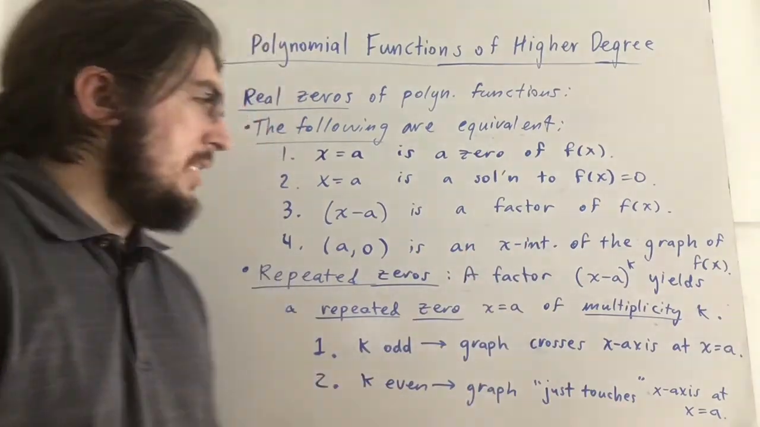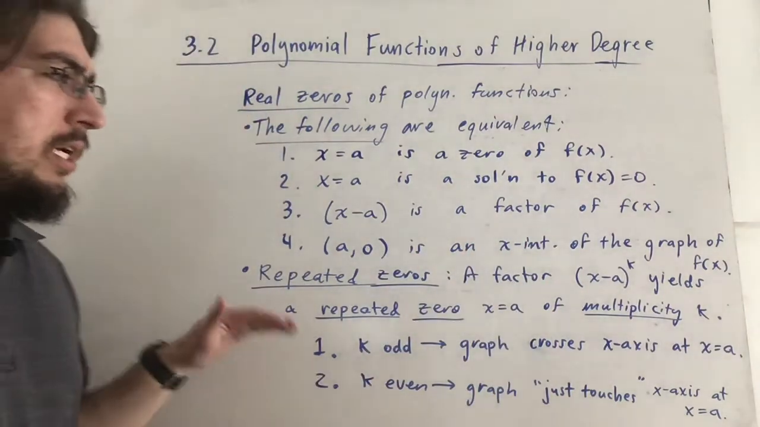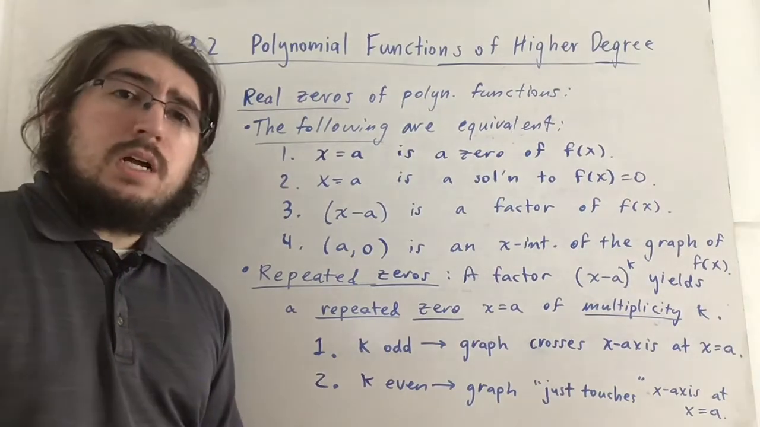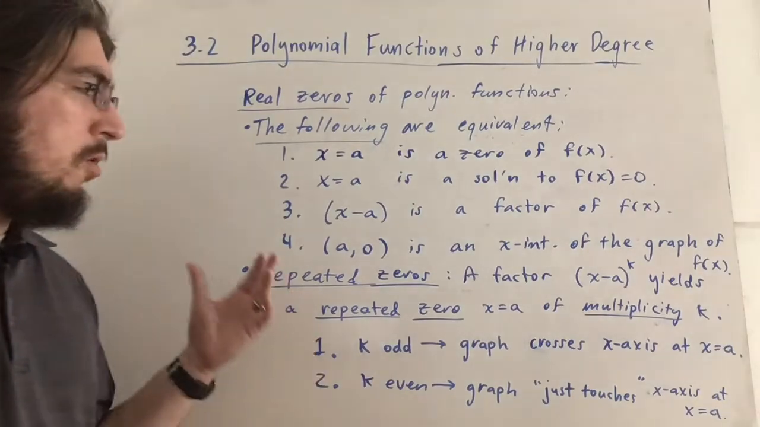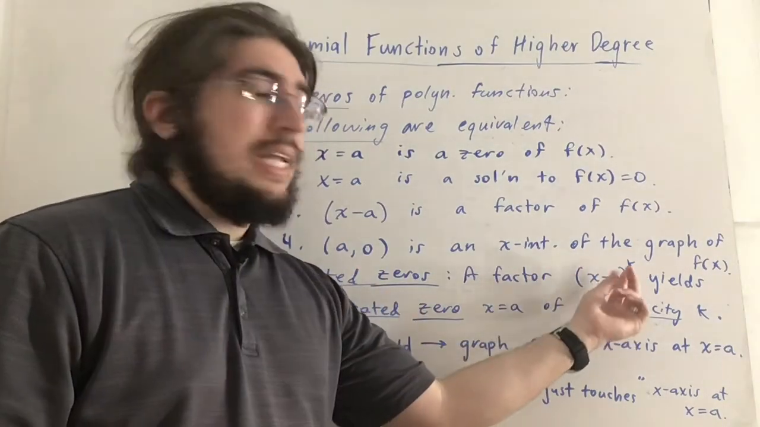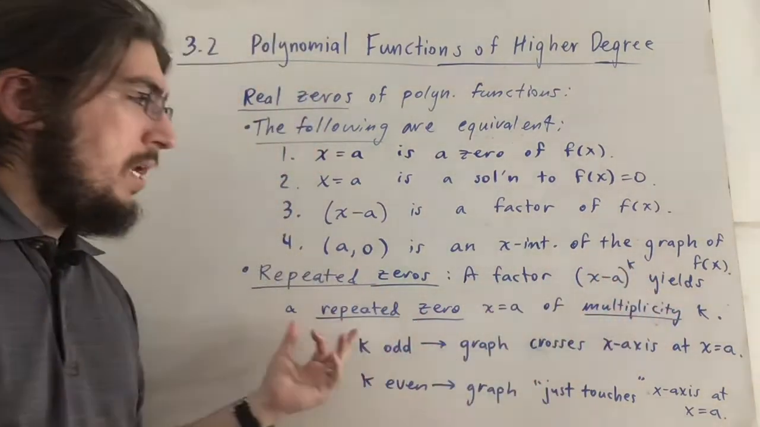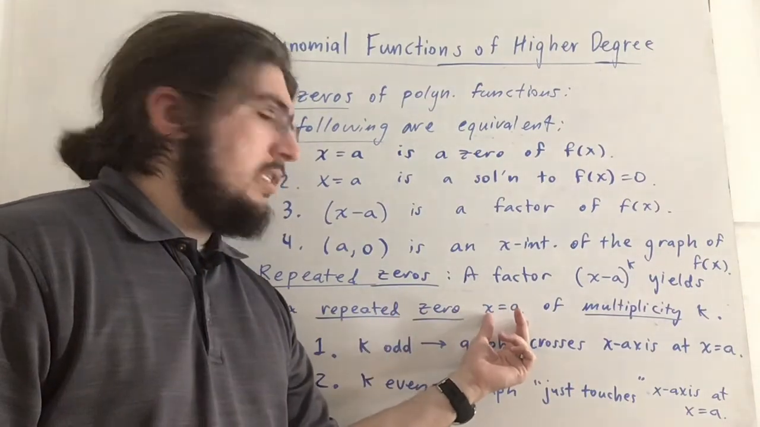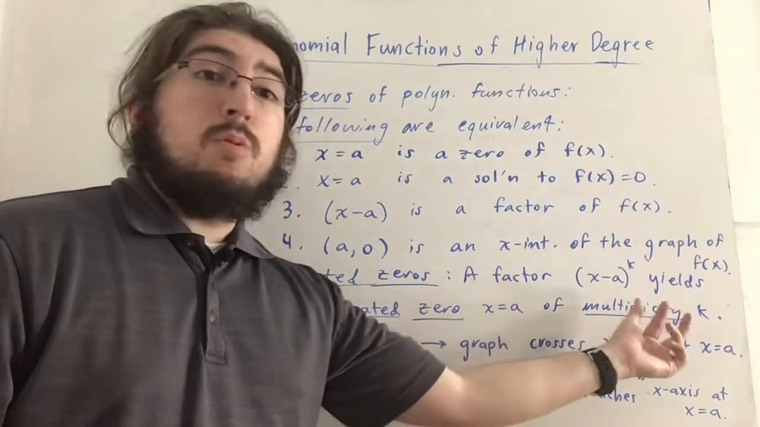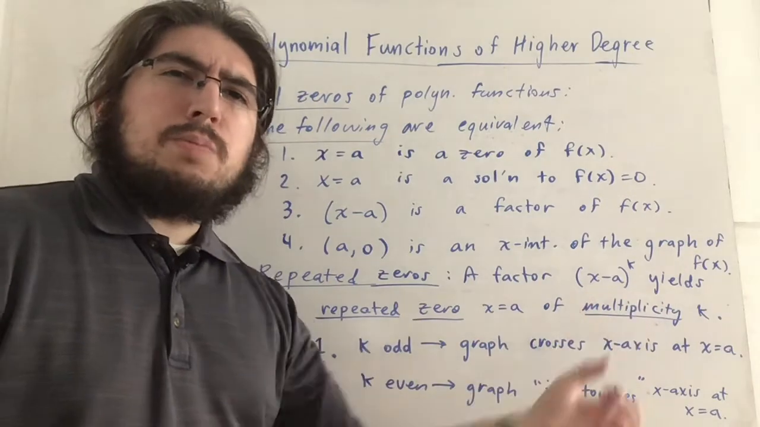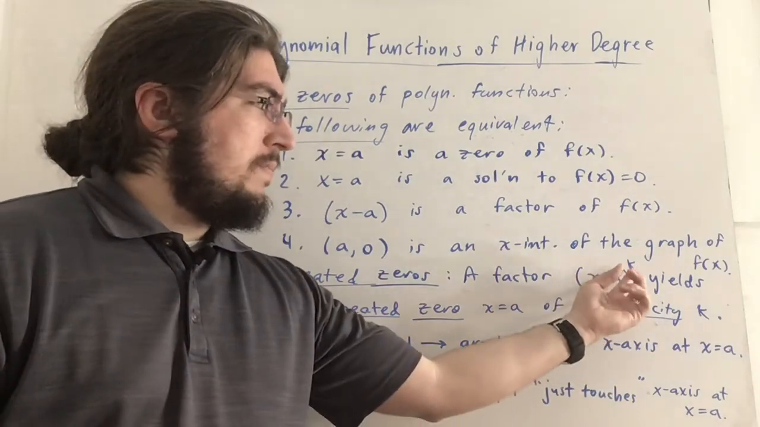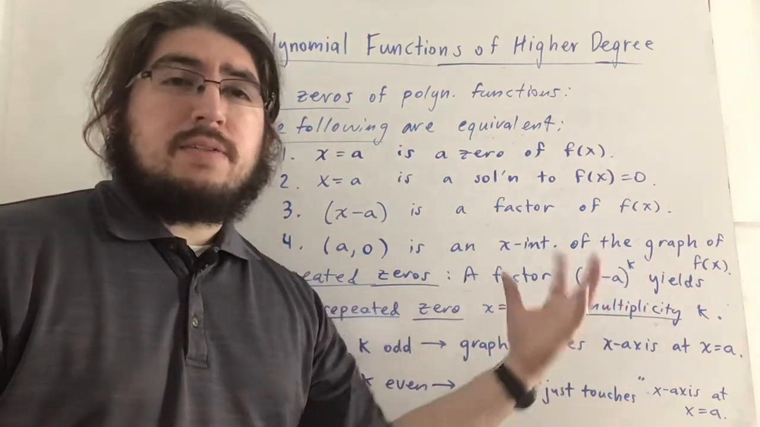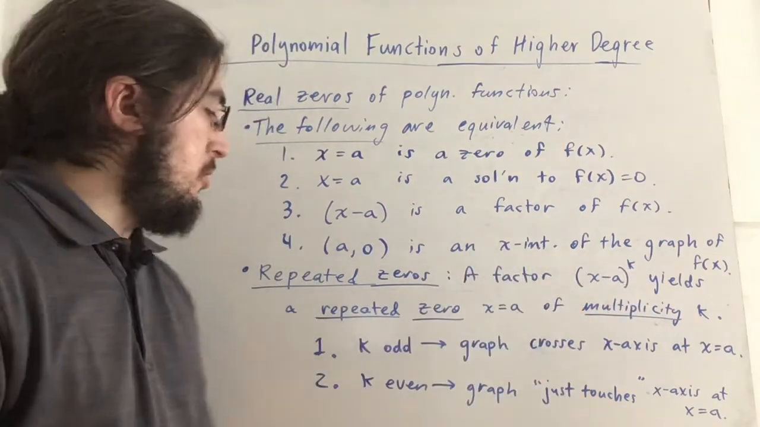Zeros corresponded to x-intercepts. Good. And now I want to talk a little bit about repeated zeros, which is what we saw to do with the multiplicity and how it affected the graph of the function. So a factor (x minus a) to the k yields a repeated zero x equals a of what is called multiplicity k. So multiplicity is again how many times it appears as a factor, basically the largest power of that factor that's present in the factorization of the polynomial.